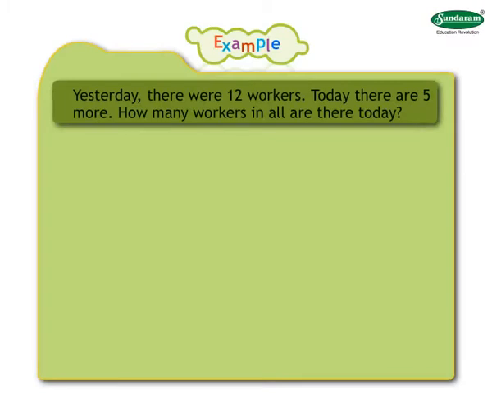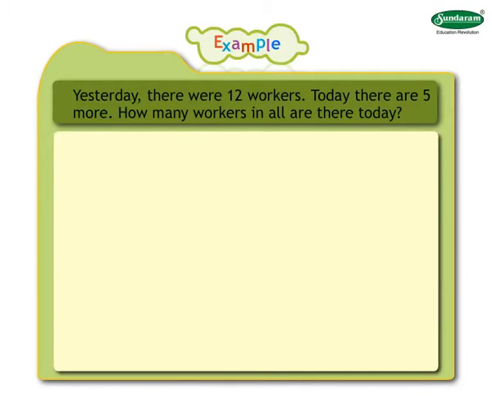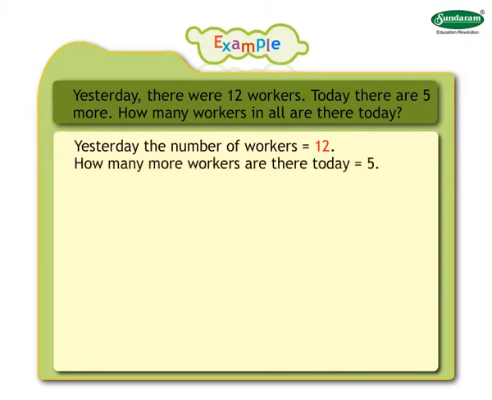Yesterday, there were 12 workers. Today, there are 5 more. How many workers in all are there today? Solution. It is given that yesterday the number of workers were 12. How many more workers are there today, which is equal to 5? We have to find out the total number of workers today.